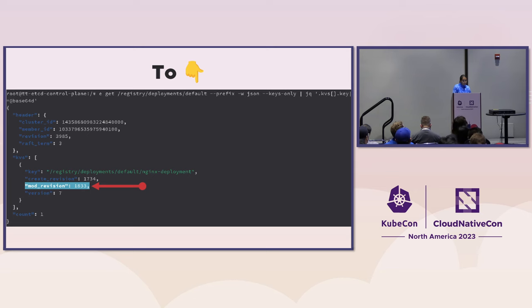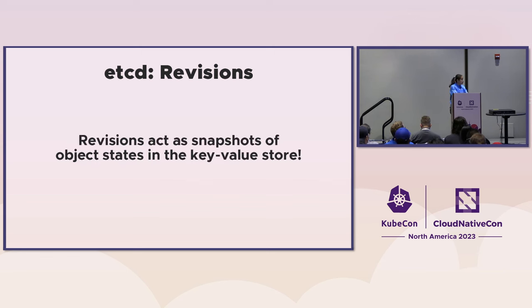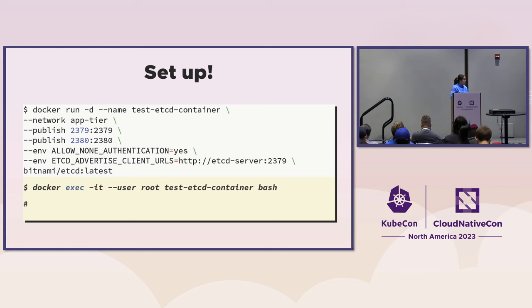So let's start with what etcd revisions are. Revisions act as a snapshot of object state in the key value store. For example, in Kubernetes, every time we create resource objects, modify them, or delete them, any kind of change that happens, all those snapshots are stored in the key value store, and in the case of etcd, they are stored as revisions.